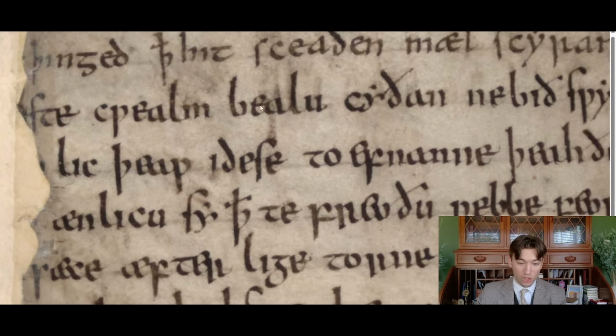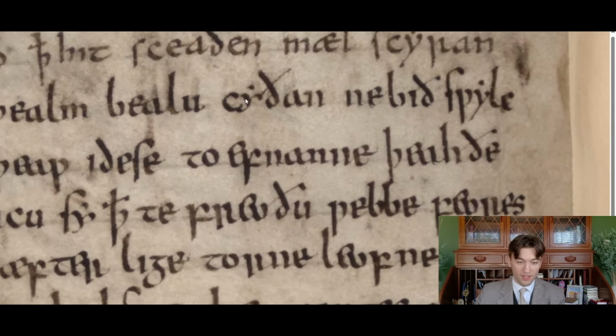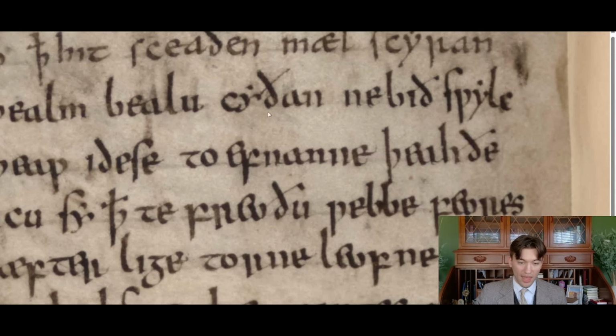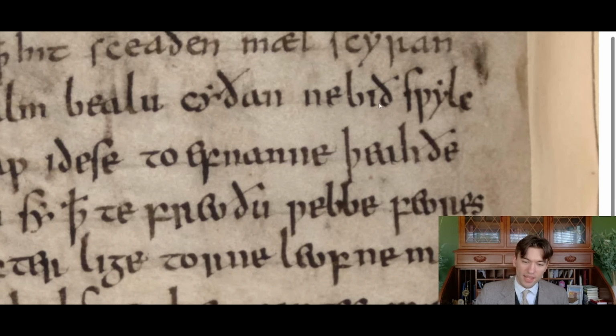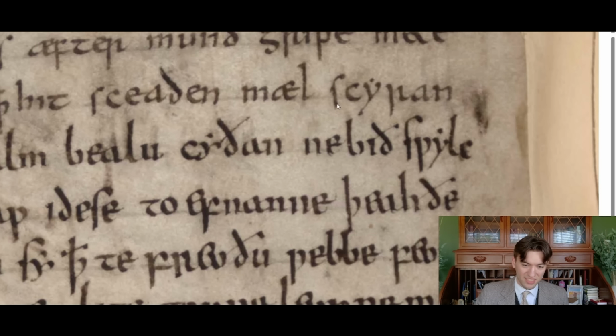Qualm balu. Here's a Bealu, and then kydan. Cyan. Kydan. And then ne beith swilch. So NEBIETH. So ne beith. And then this is that S. This one is really hard. I mean, in the vernacular, we start seeing something that looks a little bit more like our modern English S. In square minuscules, look how tall it is. It almost looks like an F. But this is an S.